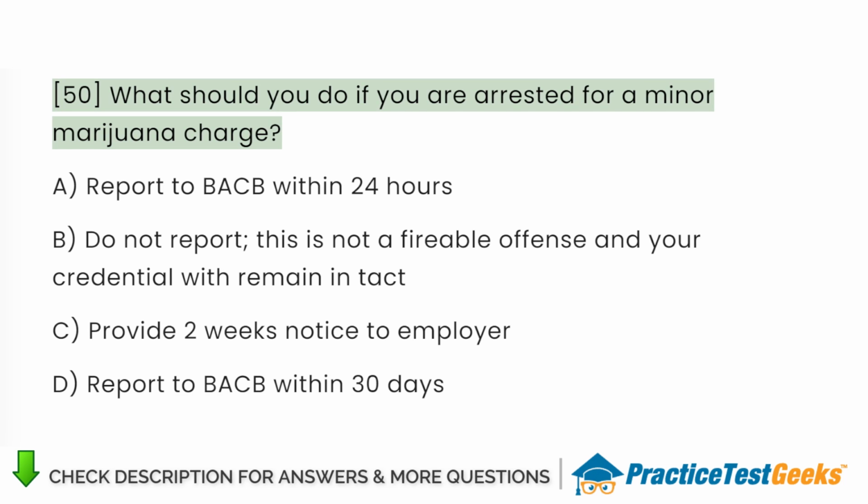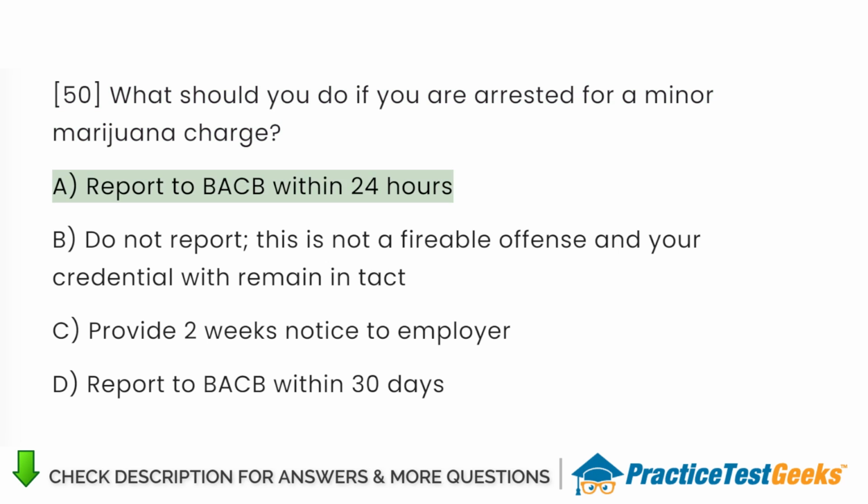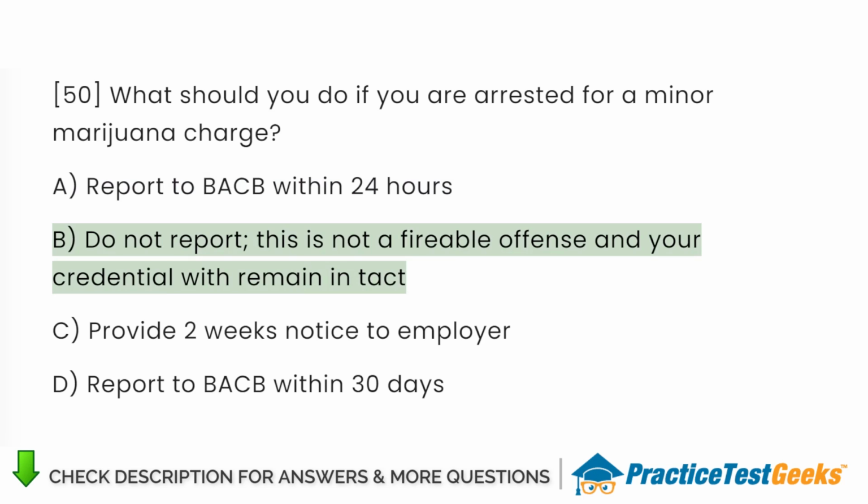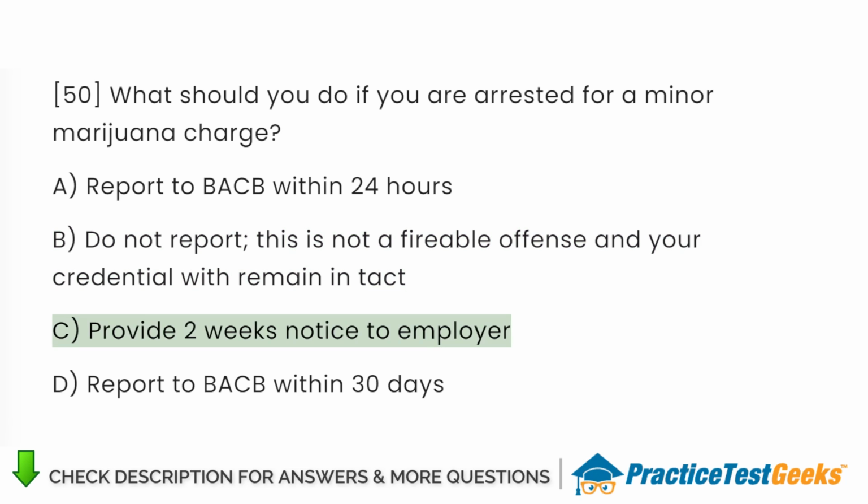What should you do if you are arrested for a minor marijuana charge? A. Report to BACB within 24 hours. B. Do not report, this is not a fireable offense and your credential would remain intact. C. Provide 2 weeks' notice to employer. D. Report to BACB within 30 days.